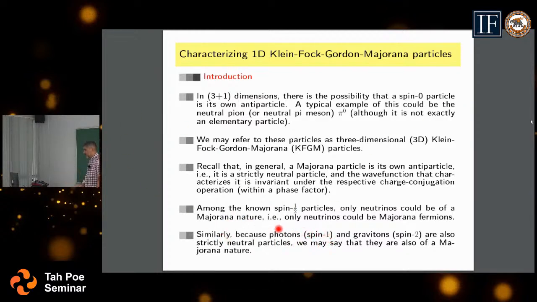In spin 1, we have photons. The photon and the antiphoton are the same. And the gravitons in spin 2 are also strictly neutral particles. So we can consider these particles of a Majorana nature, just because the particle is equal to its antiparticle. Okay, that's my reasoning, my idea in this talk.